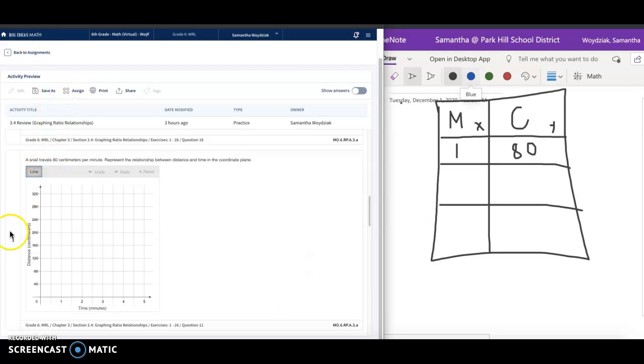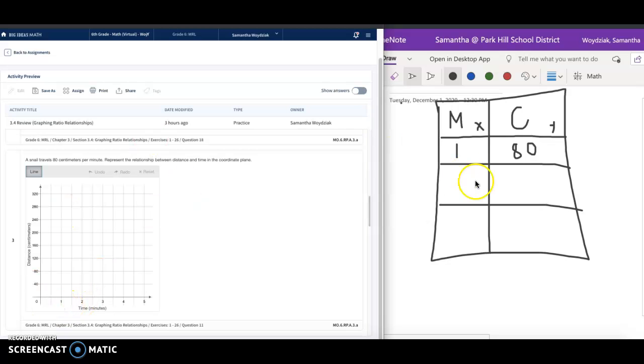This is 3.4 number 3. Again, I'm having to do it on big ideas so you guys can see the line, but I also split my screen so that I could use OneNote over here, because this one's a little different. It doesn't give us a table. All it says is a snail travels 80 centimeters per minute. Represent the relationship between distance and time in the coordinate plane.